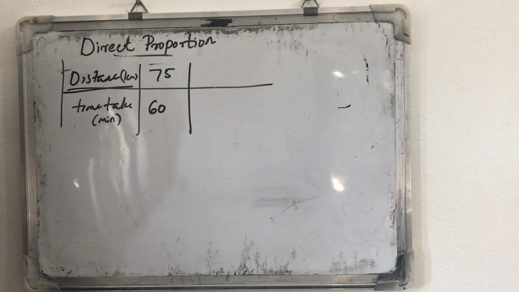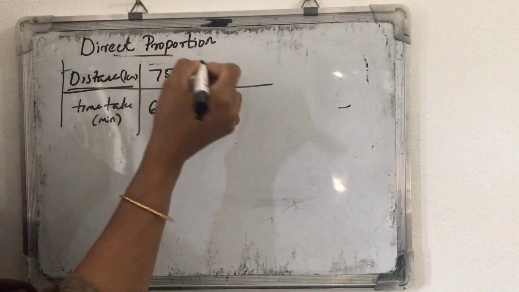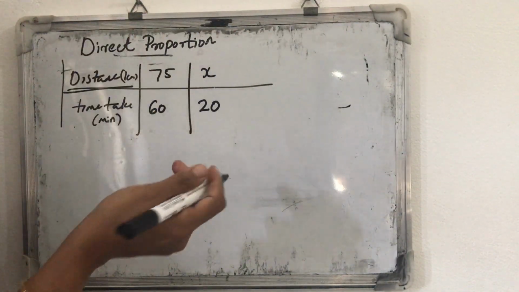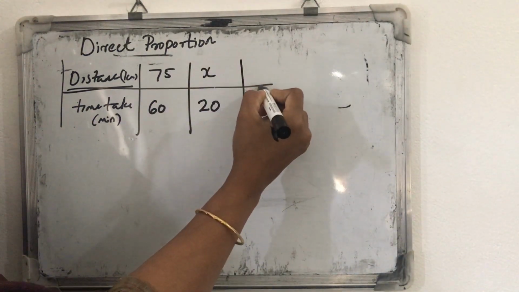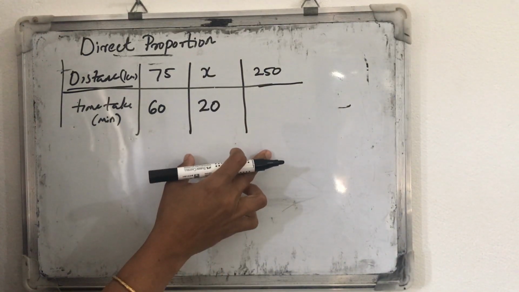Next, the first question: how far will it travel in 20 minutes? If the time is 20, what is the distance? We can take any variable, x or y. We want to find the value of x. One more question is there: find the time required to cover a distance of 250 km. Here the distance is given as 250 km. Then what is the time that we want to find out?